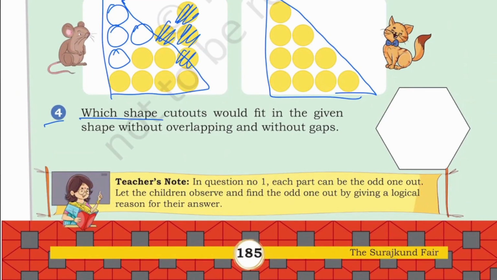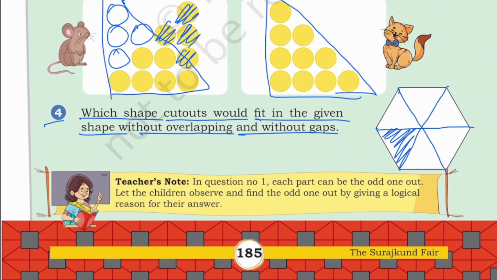Fourth, which shape cut-out would fit in the given shape without overlapping and without gaps? What type of shapes will fill the space without overlapping? You may draw like this. You have to take 6 triangles of the same size to fill this without cutting, without overlapping and without gaps.